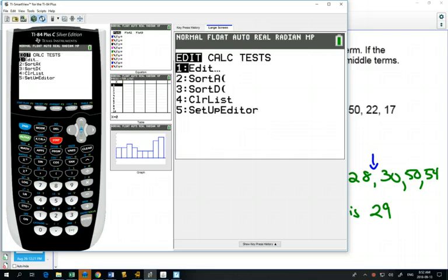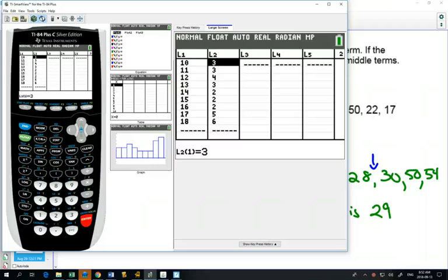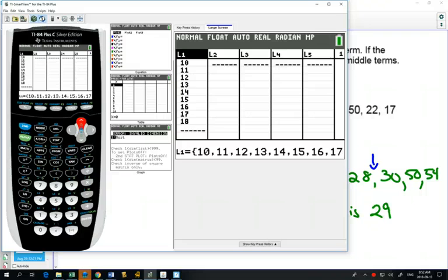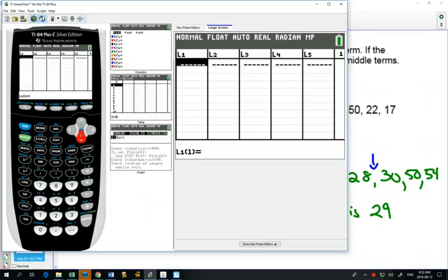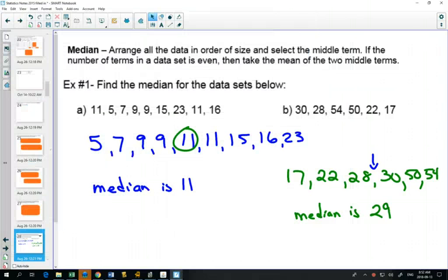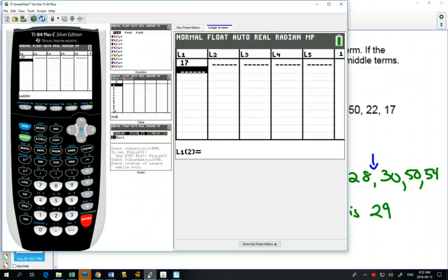Hit our stat button, go to edit. You might have data in your lists. Does everybody know how to clear their data from their lists? The safe way and not delete everything? Okay, the safe way is you push clear and then down, clear and then down. And so here our data was 17, what was the next number? 22. 17, 22, 28, 30, 50, 54.